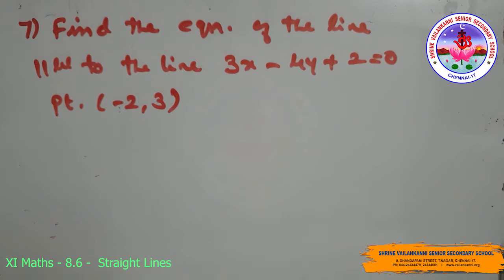Seventh question, find the equation of the line parallel to the line 3x minus 4y plus 2 equal to 0 and passing through the point (-2, 3). So we have to find the slope from the given line and find the equation of the line which has that slope and passes through a point. So we have to use the point and slope form, y minus y1 equal to m into (x minus x1).